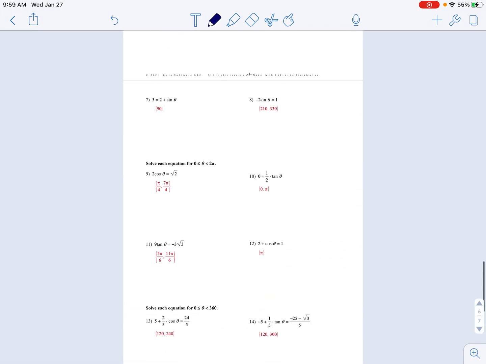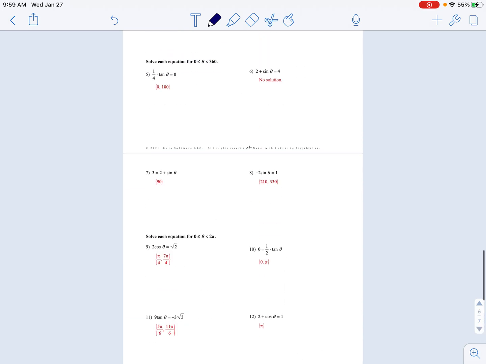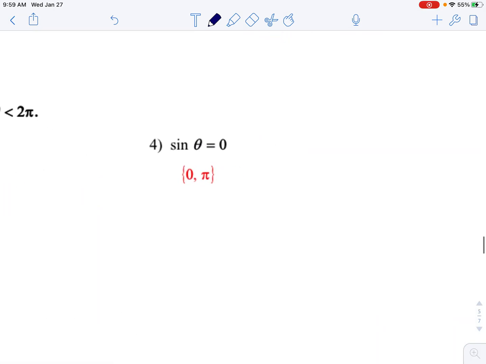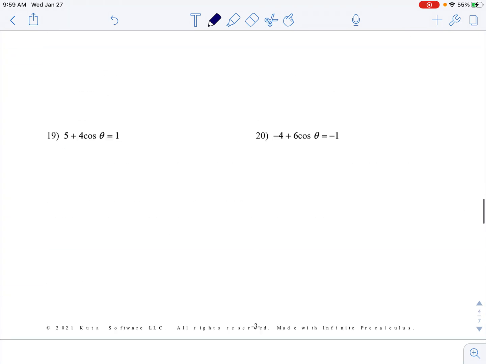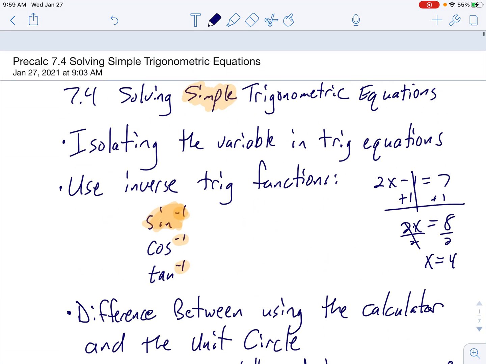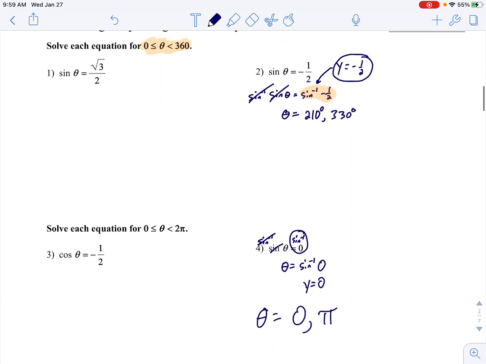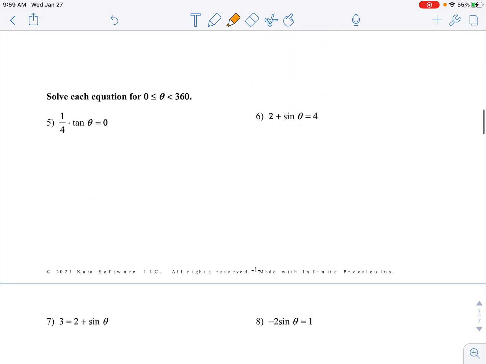So let me scroll down to number 4. I feel like I'm doing nothing but mistakes right now. Right there. Okay, so that's how you do those. And I consider these to be simple because to solve them you only do one thing, the inverse trig function on both sides of the equal sign. You look at something like this and there's more steps.